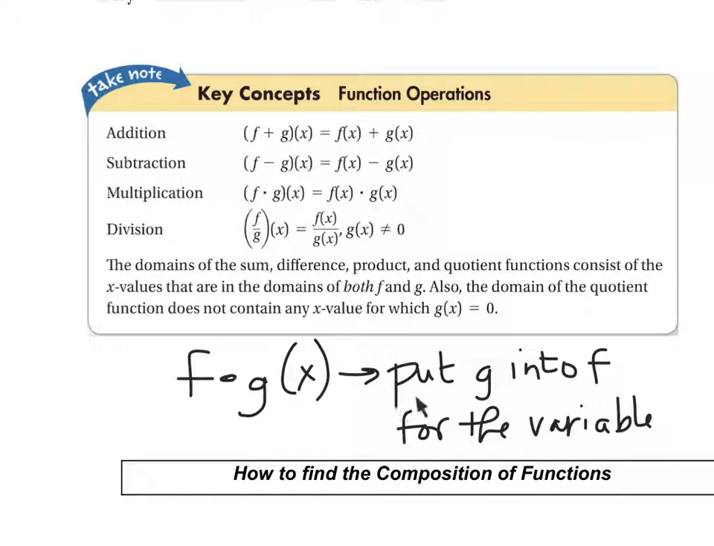What this means is we're going to take the function g, whatever that is, and put it into f for the variable. So it's always the second letter. The g is going to go into the f in this case. Now, if they were flipped around, you would put f into g.